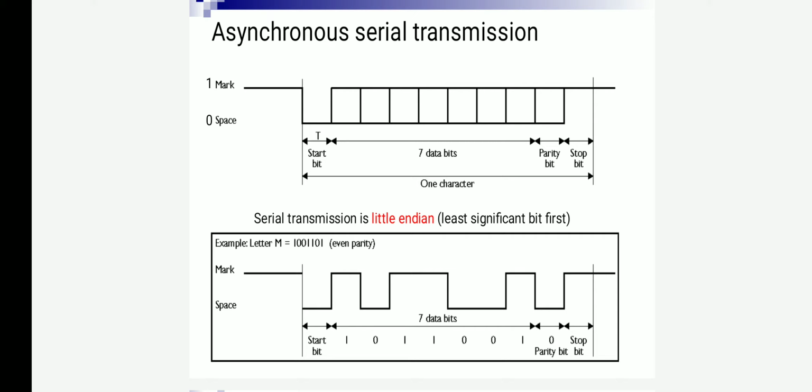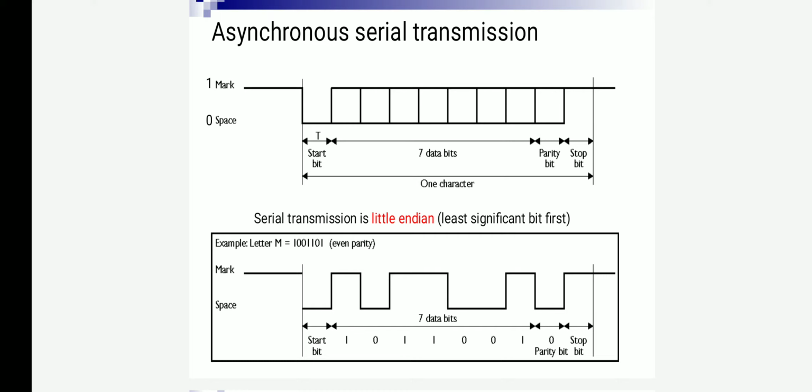Now serial transmission is little endian, which means the least significant bit, LSB, comes first. So here we can see from the example. In this example, say the letter M is to be transmitted. Letter M is represented by the bits 1 0 0 1 1 0 1, and it is the case of even parity.